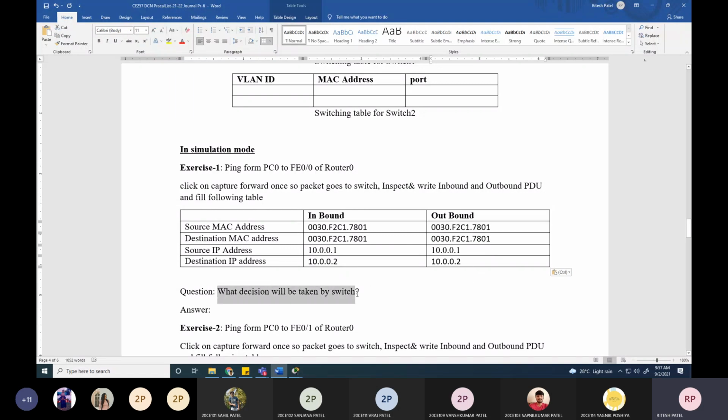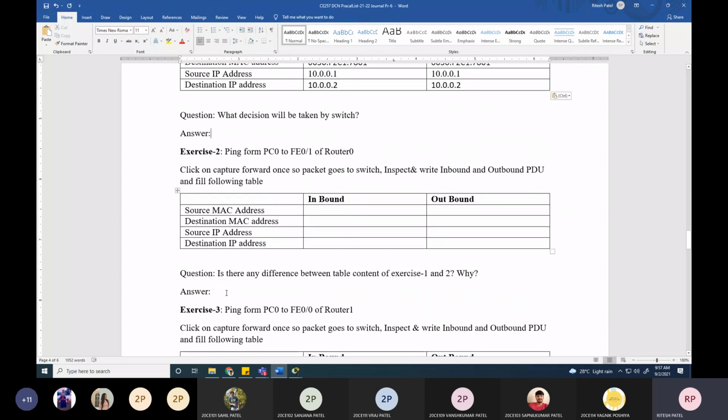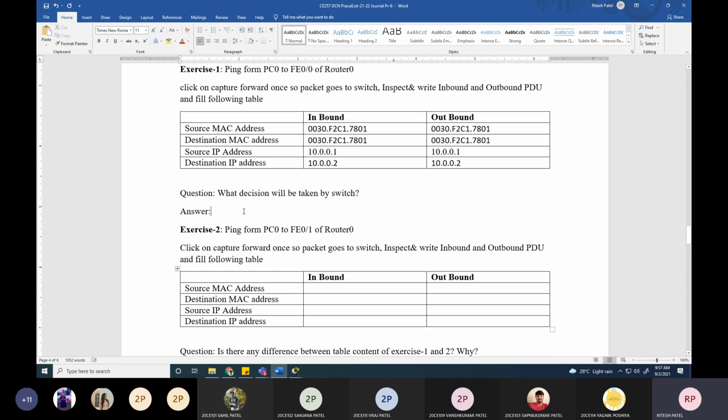What decision will be taken by the switch? You have to figure it out. You have to write the correct answer over here. Each and every question of this exercise will give you a little bit of insight into this exercise. All the questions are different. Okay.